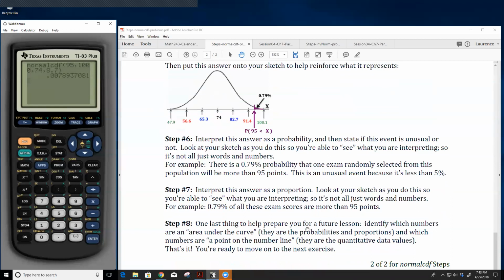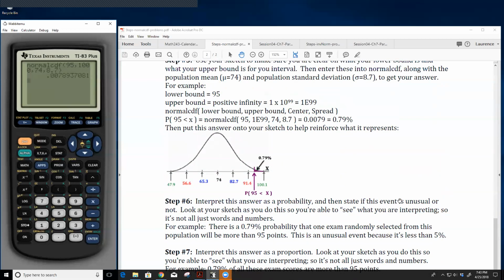All right, and I already, I guess, did number 8 earlier when we're focusing on this number is the area under the curve, 95 is a point on the number line. But those are the 8 steps. You do those 8 steps on every exercise in part 1, you will be prepared for part 2 and you won't be lost and confused.